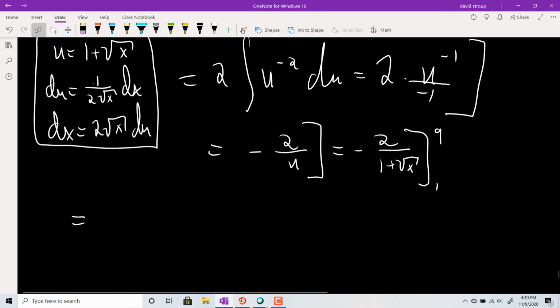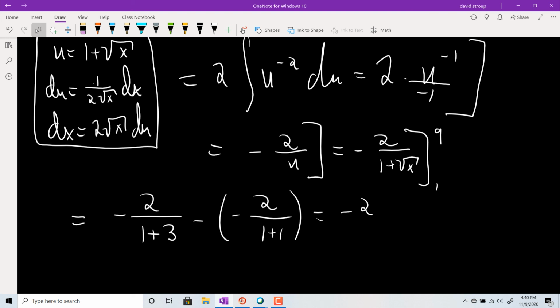So evaluating now, negative 2 over 1 plus the square root of 9, which is 3, minus negative 2 over 1 plus the square root of 1, which is 1, so 1 plus 1. So this will be negative 2 over 4 plus 2 over 2, which of course is negative 1 over 2 plus 2 over 2, which of course is just 1/2.